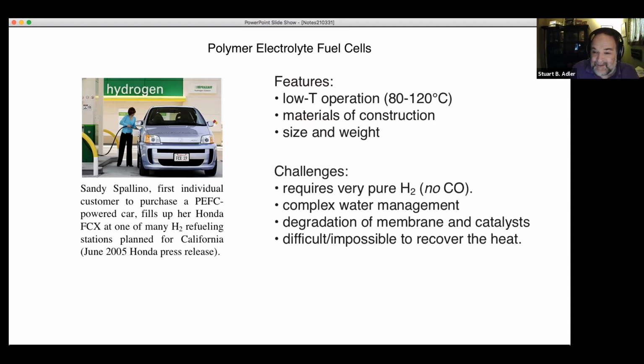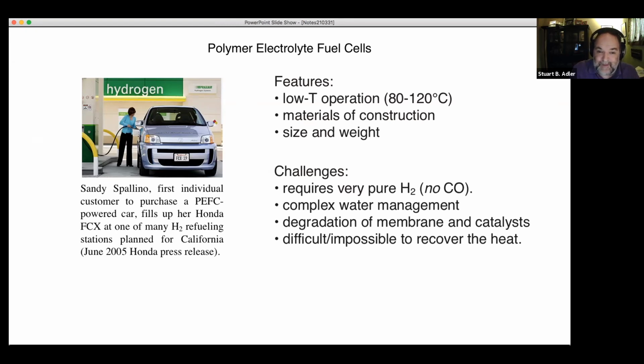Some of the challenges with polymer fuel cells: they require pure hydrogen. The catalyst materials in these systems are very intolerant to carbon-containing reducing gases. Carbon monoxide usually is the culprit. Any other carbon-containing materials that are going to form carbon monoxide in the system will poison the catalysts that are typically used in a polymer electrolyte fuel cell.